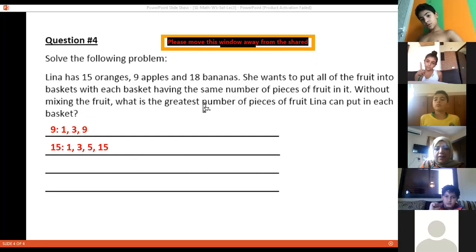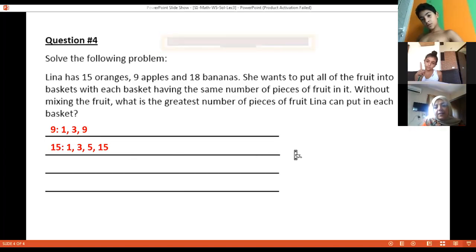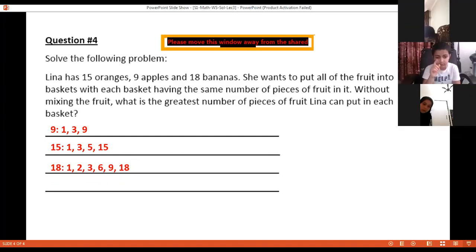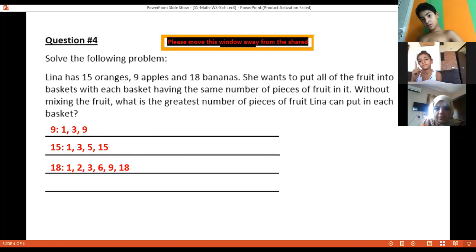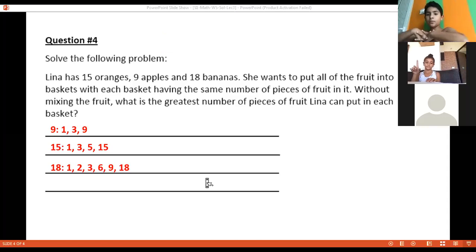Now I need to list the divisors of 18. So the divisors of 18 are, we already did it in the previous exercise, 1, 2, 3, 6, 9, and 18. Now who can tell me what's the greatest common divisor? 3. Ali, that's correct. I'm going now to unmute you all. Great. So the greatest common divisor is 3.